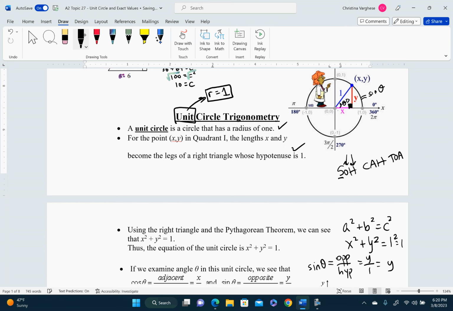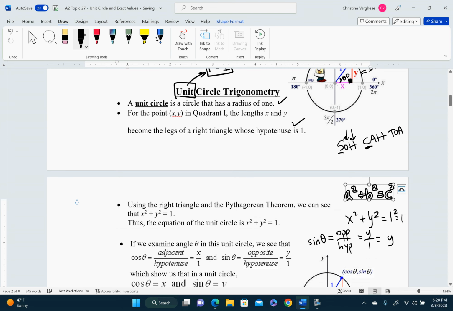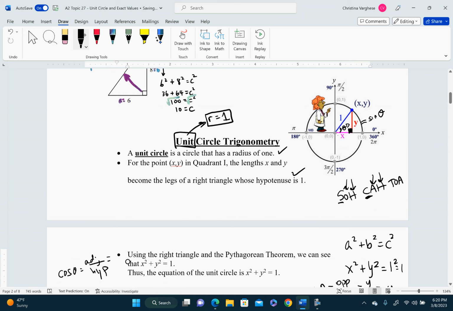C stands for cosine of theta. Let me make some room over here. Cosine of theta is equal to, the A stands for adjacent. Adjacent is next to, like if I'm standing next to you. And H is our hypotenuse, which we already talked about. Our adjacent side is right here, next to the angle. So it's x over our hypotenuse, which is still 1. x divided by 1 is x. So what this just taught us is x is the same thing as cosine of theta, and y is the same thing as sine of theta.